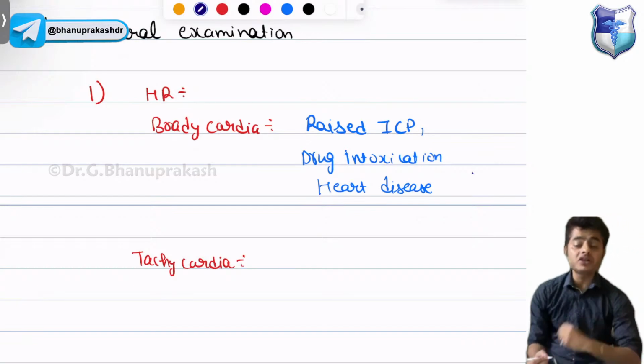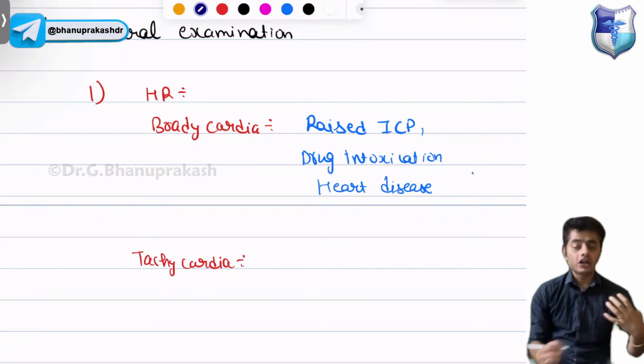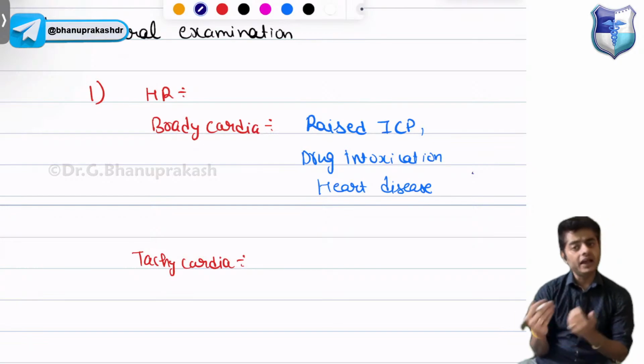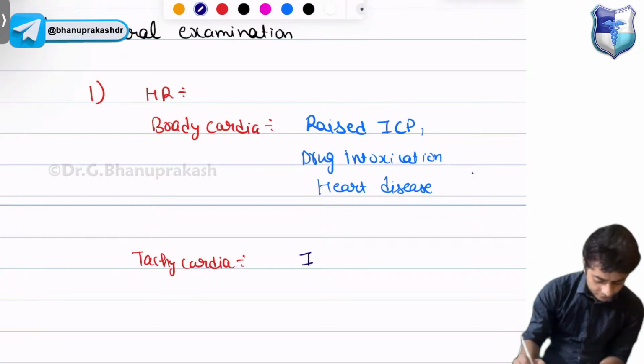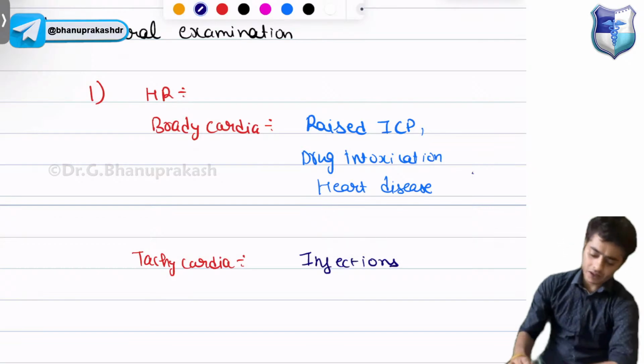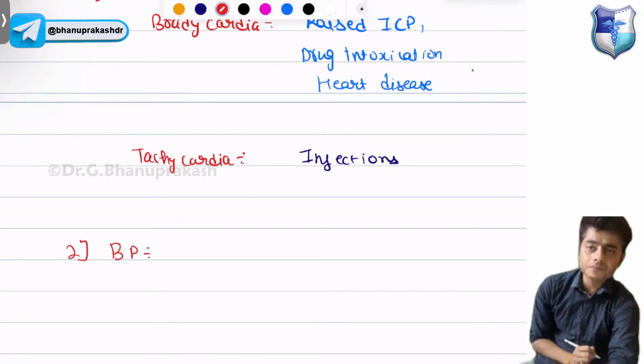When will you get tachycardia? Suppose there is a patient with meningitis, encephalitis, patient is having infection. So there will be fever, and in fever generally we have tachycardia. So, infections. Okay. Other than heart rate is your blood pressure.